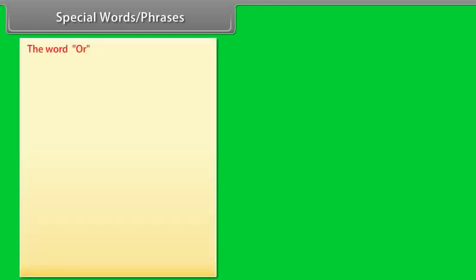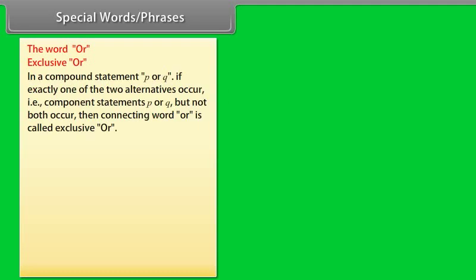The word or. Exclusive or. In a compound statement, P or Q, if exactly one of the two alternatives occurs, that is, component statements P or Q, but not both occur, then the connecting word or is called exclusive or.